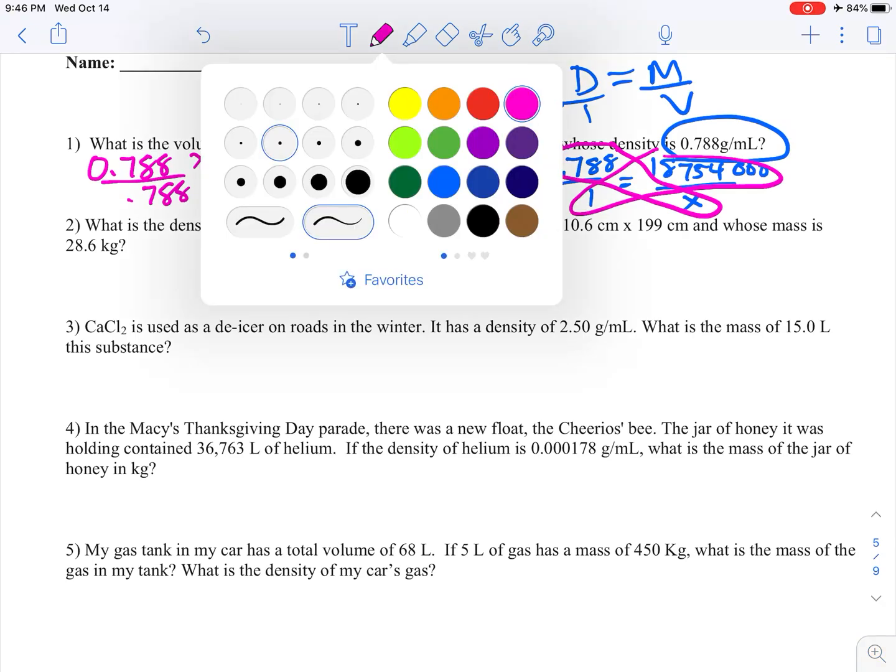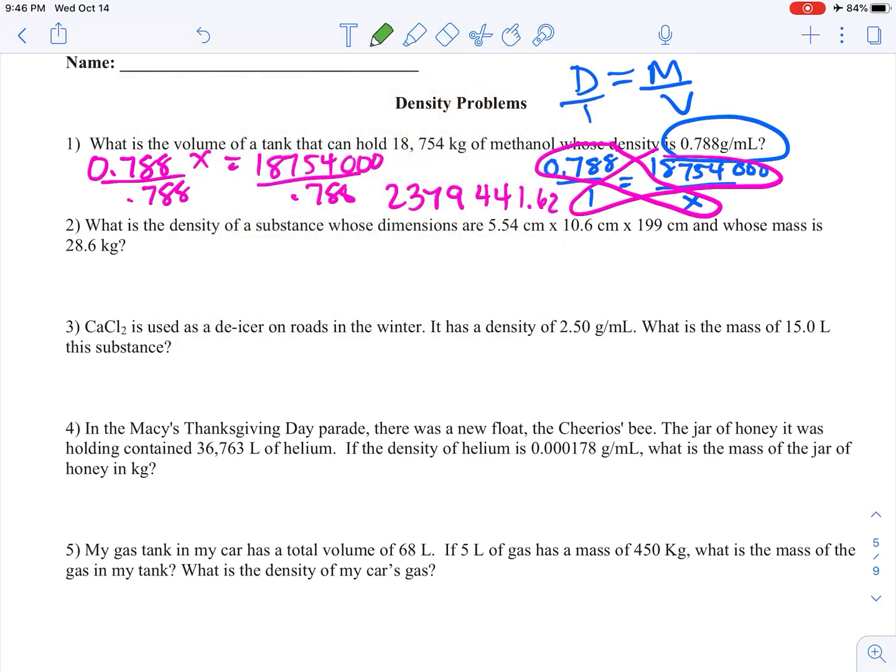Okay, so let's talk about sig figs. This number right here has 5 sig figs, and this has 3. So our final answer should have 3 sig figs. 1, 2, 3. The 9 would round the 7 up to 8, so 2, 3, 8, and then 1, 2, 3, 4. So that's 2,380,000, and that is milliliters. Yikes, that is a lot.